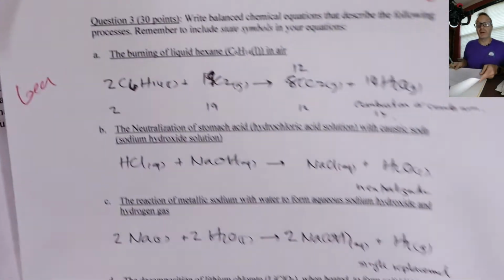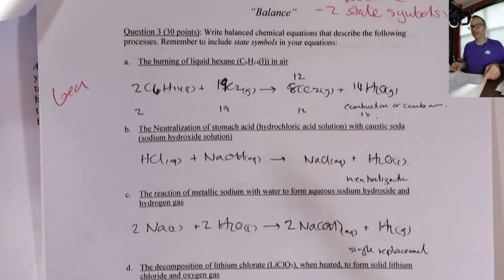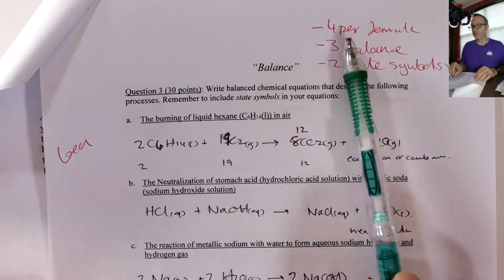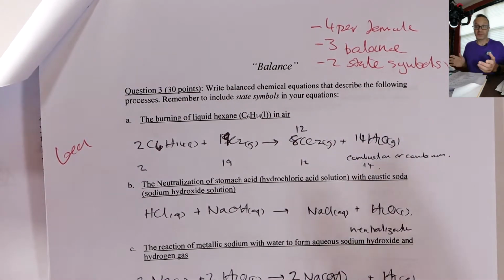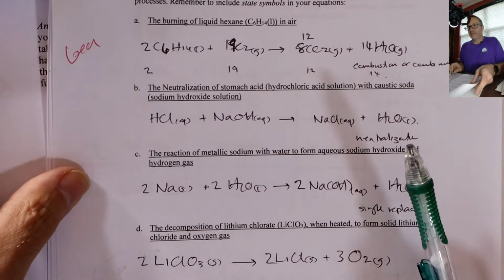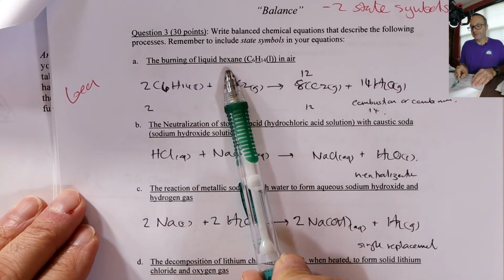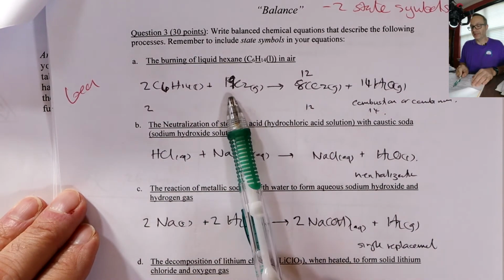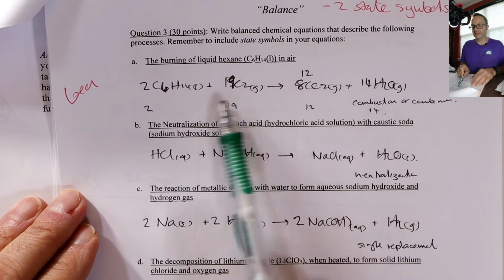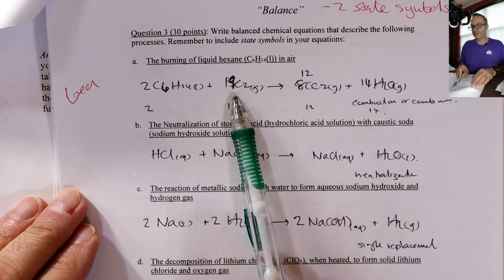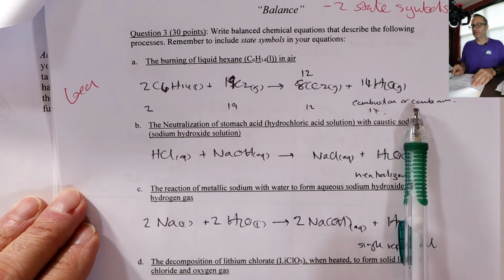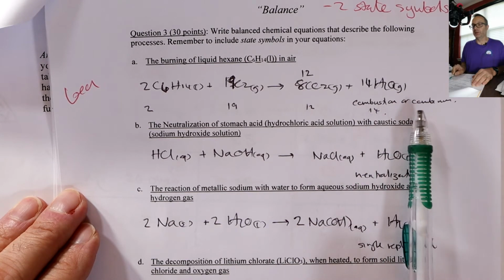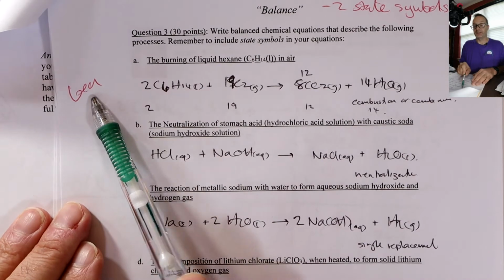Question 3 was the same for both, so I'll just go through it on the first one. Balancing equations: you got 4 off if you got a formula wrong, 3 off if it wasn't balanced, and 2 off for a state symbol or state symbols. First one, burning of liquid hexane: 2, 19, 12, 14. It burns in oxygen to make CO2 and water. That's a combination or a combustion. 1 point extra credit if you said one of those words. 6 points each for these.